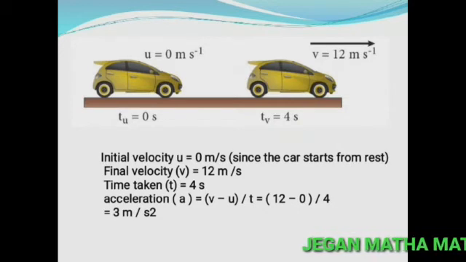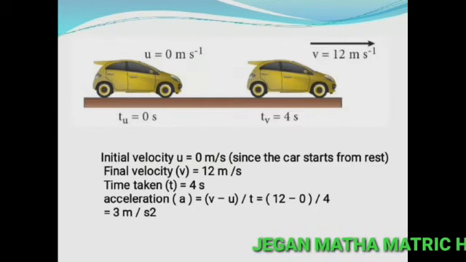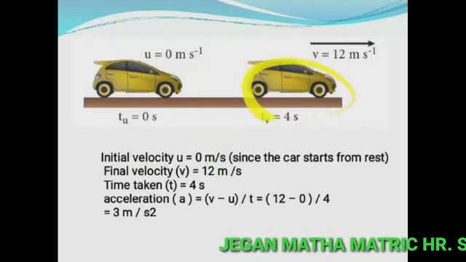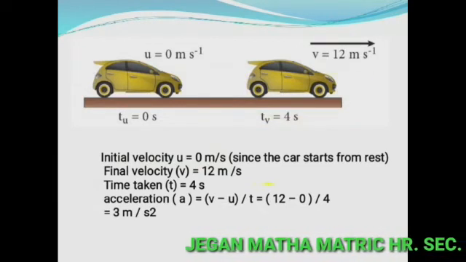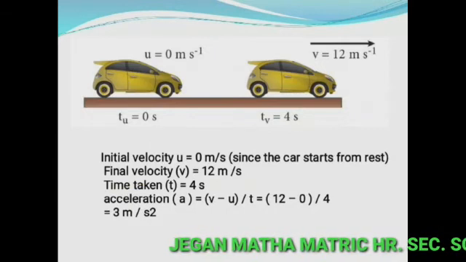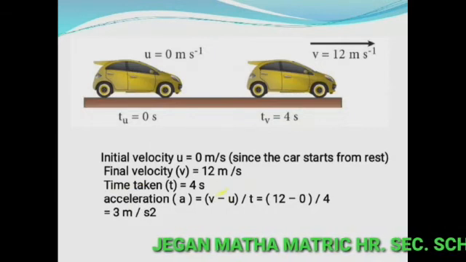So initial velocity u is equal to 0 meter per second, since the car starts from rest. Then what is the final velocity after it reaches the place? That is 12. So that is the final velocity, 12 meter per second. Time taken is 4 seconds.